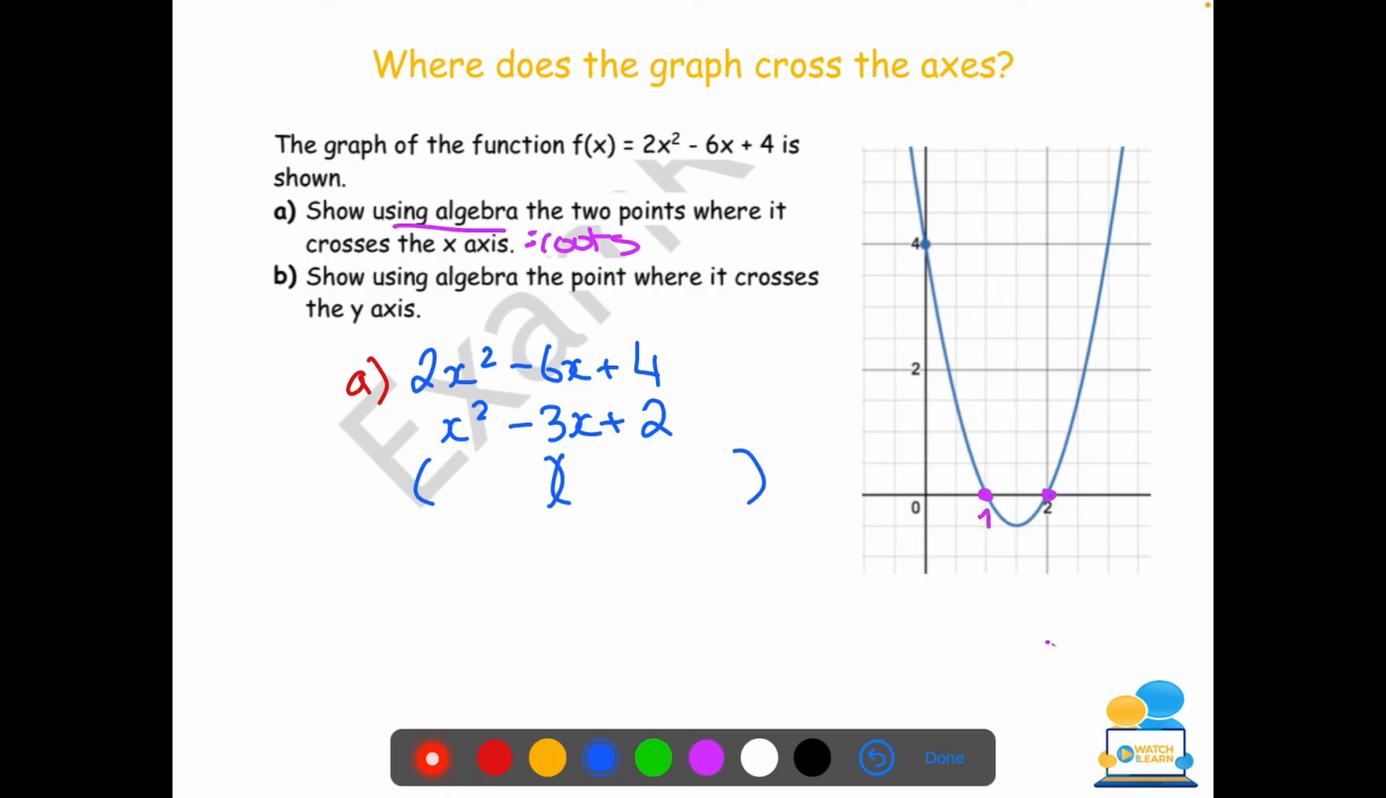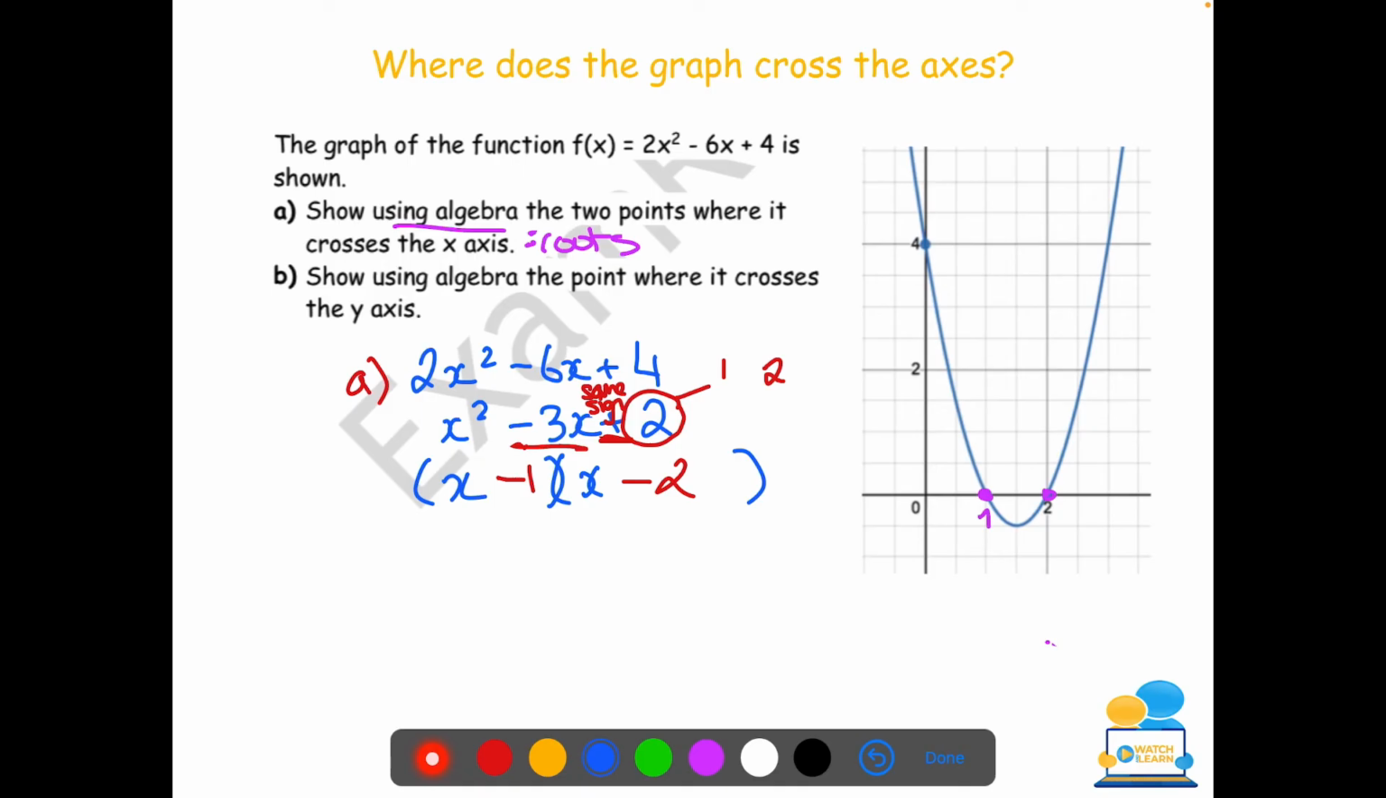So we'll have x and x. We get our last number here and we look at the numbers that multiply together to give us 2. So that'll be 1 and 2. This plus sign here indicates that we're going to use the same sign for both, and we want to form minus 3. So we're going to have minus 2 and minus 1.